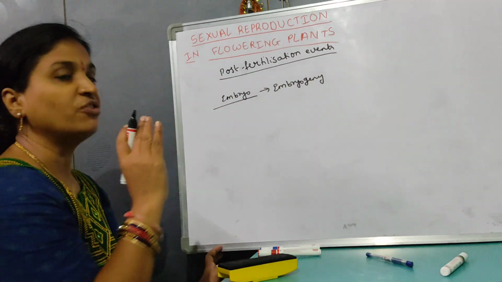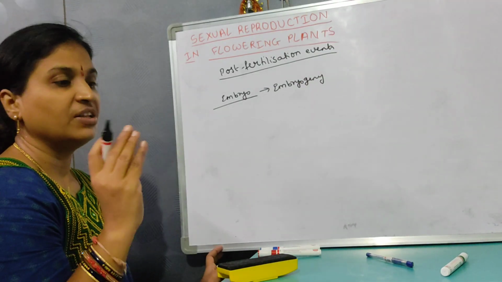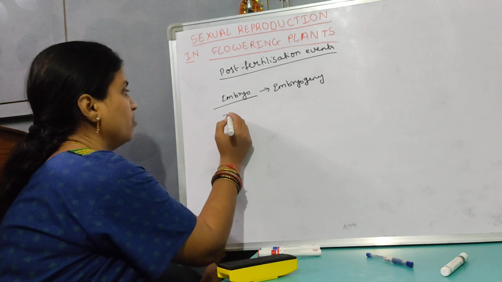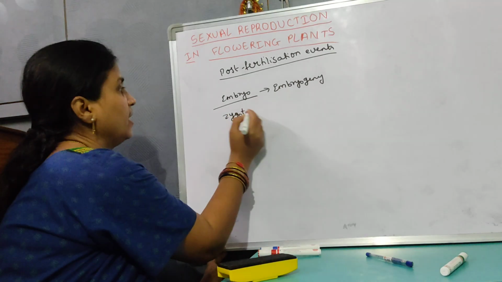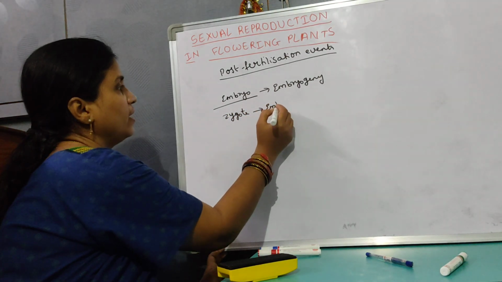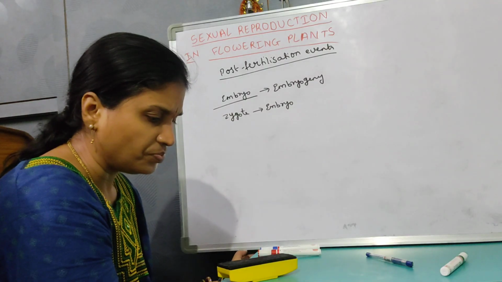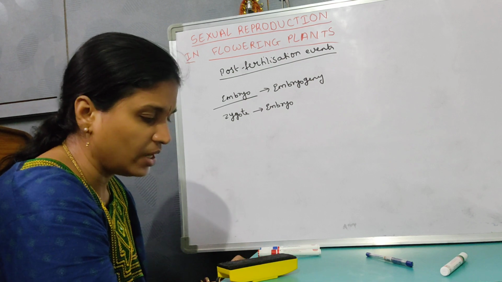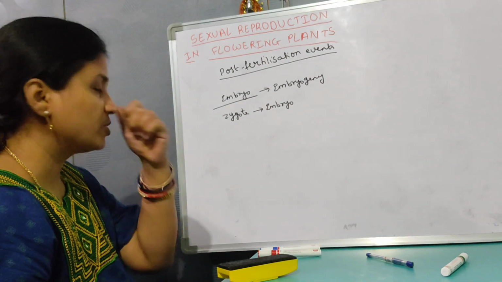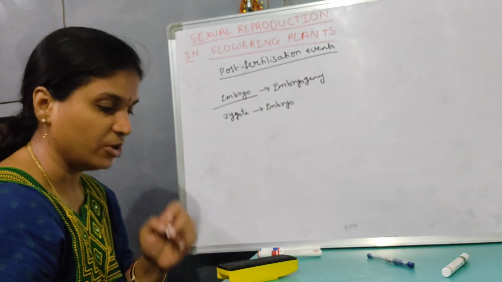It is formed by the fusion of male and female gamete. When they fuse together, they develop into zygote. So embryo is formed from zygote. The zygote is going to transform into embryo. And this particular embryo is going to be present at the micropylar end of the embryo sac.